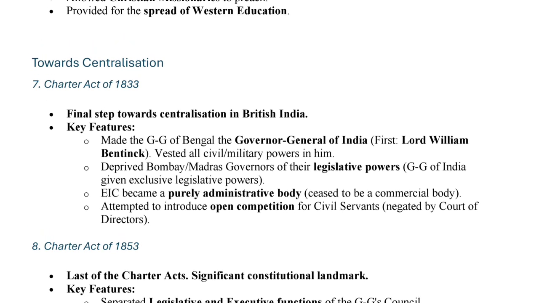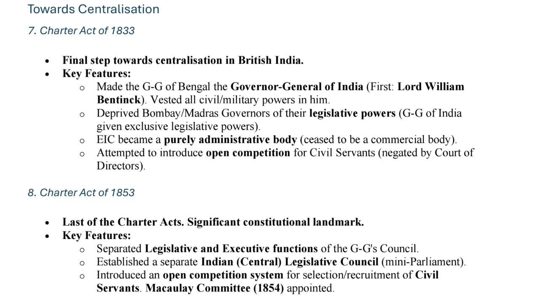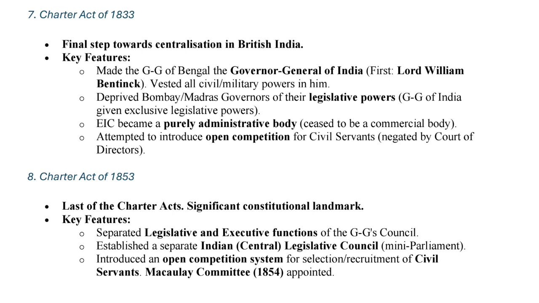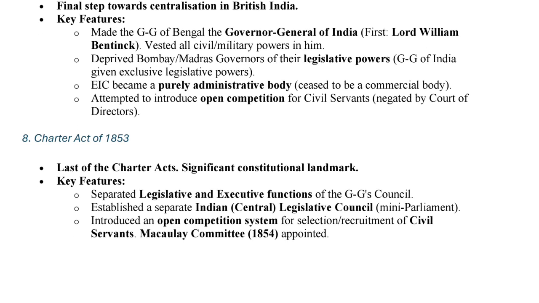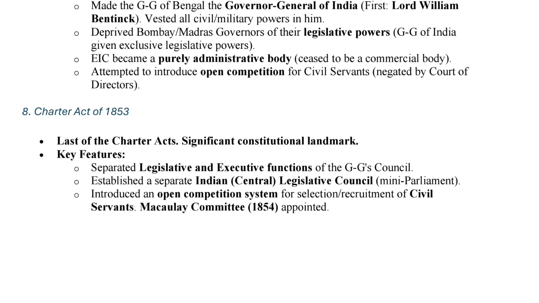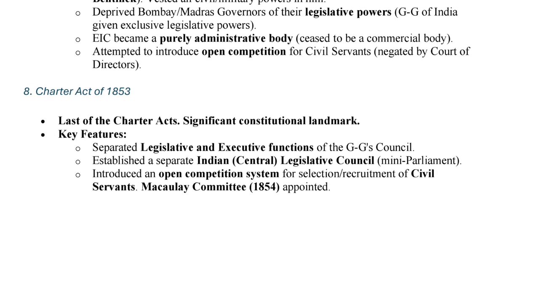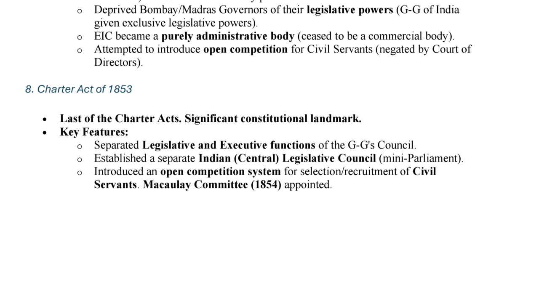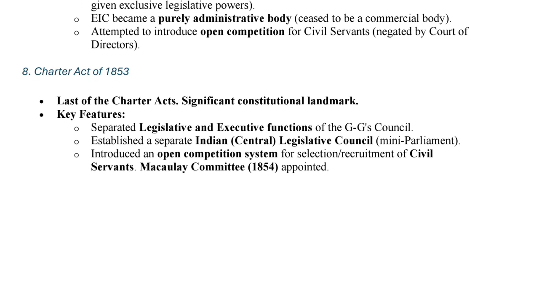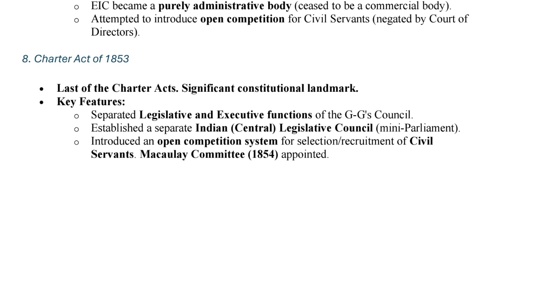Towards centralization. 7. Charter Act of 1833, final step towards centralization in British India. Key features: made the GG of Bengal the Governor-General of India, first, Lord William Bentinck. Vested all civil/military powers in him. Deprived Bombay/Madras governors of their legislative powers, GG of India given exclusive legislative powers. EIC became a purely administrative body, ceased to be a commercial body. Attempted to introduce open competition for civil servants, negated by Court of Directors.